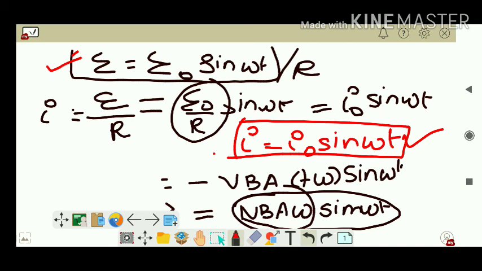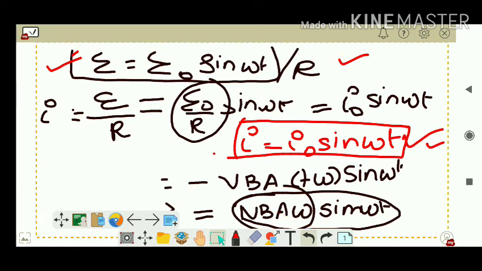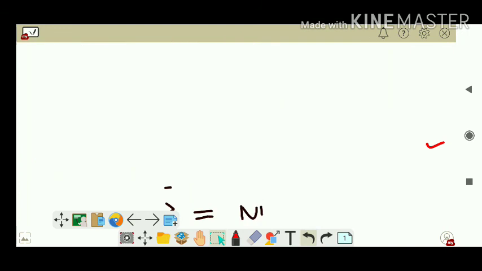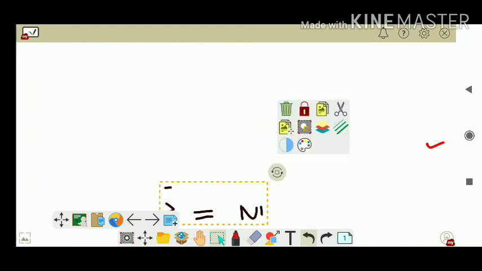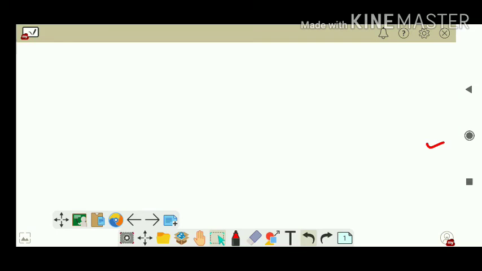Alright, so you can see both the output of EMF and current is a sine wave, which you have learned in your +1 portion. Remember, you have to remember, guys. It's not that you have to learn this entire portion for your entrance exam also. So I'm going to now draw a proper graph for it.